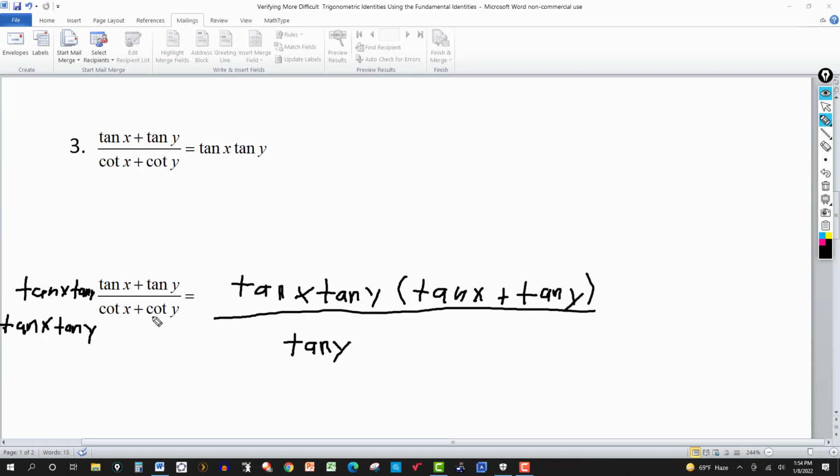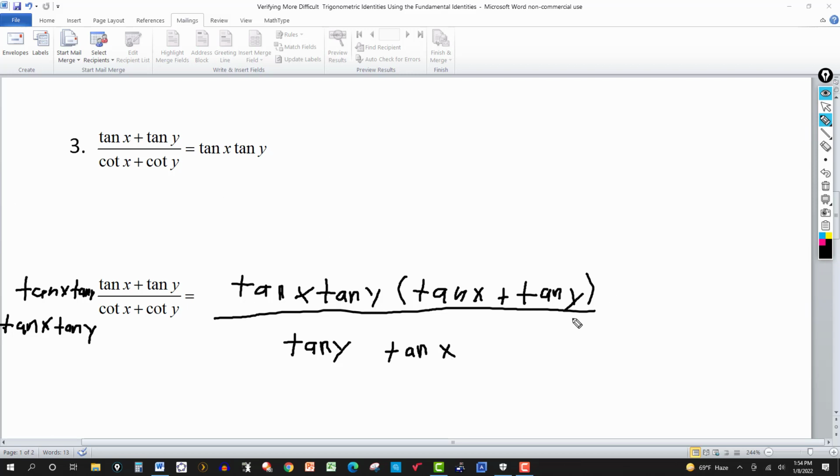Now the second term, again doing the same thing, tangent of x, tangent of y times cotangent of y. Again, tangent and cotangent are reciprocal. So here I have tangent of y, cotangent of y. Those cancel out to 1. That leaves you with tangent of x. Okay, so this is plus tangent of x.